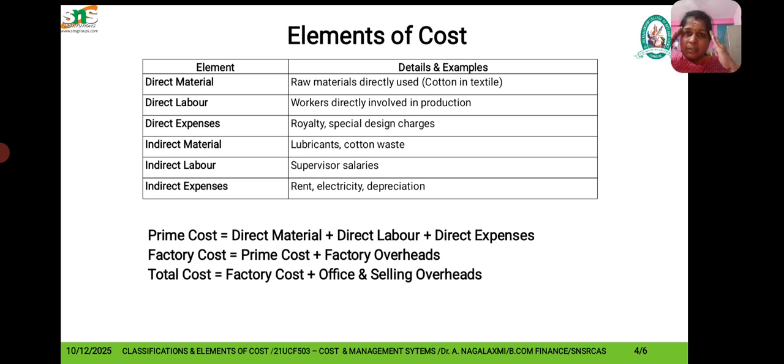So we got some knowledge about what the elements are. Elements include direct material, direct labor, direct expenses, indirect material, indirect labor, indirect expenses. Okay, now we have to see what is meant by prime cost, factory cost, and total cost. Prime cost means the addition of all three: direct material, direct labor, direct expenses. When we add them together, we get prime cost. Factory cost means prime cost plus factory overheads. Likewise, total cost means factory cost added with office and administration overheads, and with the selling overheads we get total cost.